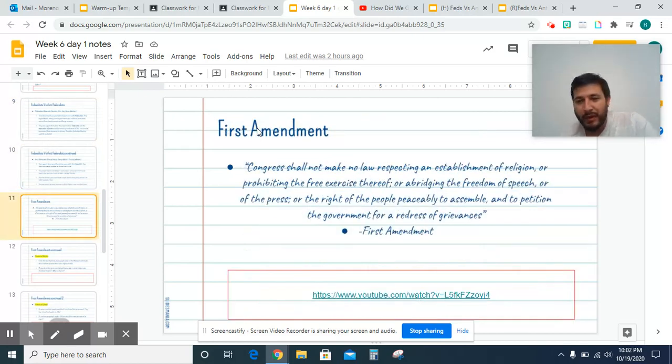Okay, so the First Amendment. What is the First Amendment? So it says, Congress shall make no law respecting an establishment of religion or prohibiting the free exercise thereof, or abridging the freedom of speech or the press, or the right of the people to peacefully assemble and to petition the government for a redress of grievances. I can't pronounce that, but basically it's the right of petition.